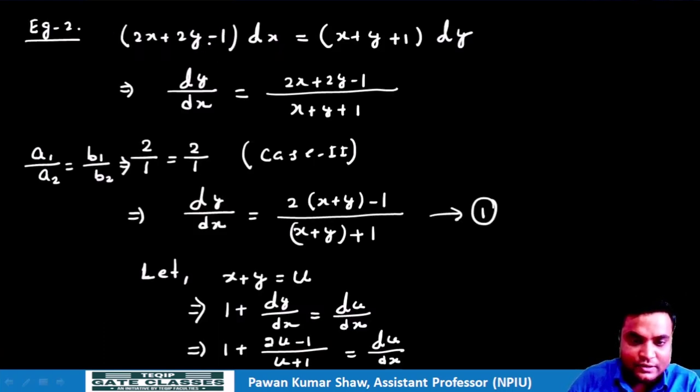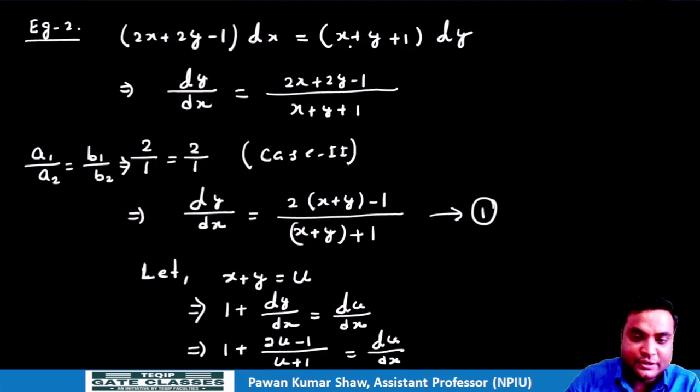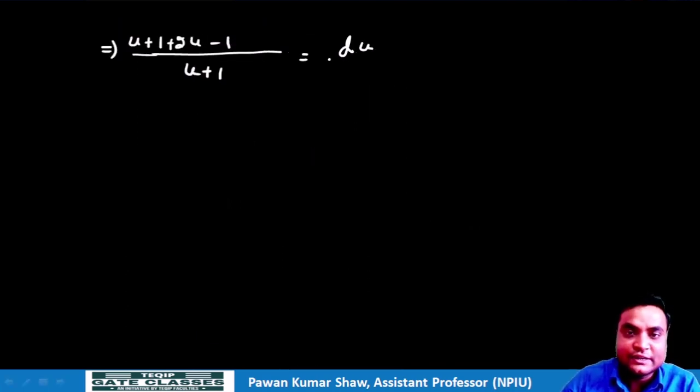And what about the right hand side? First we are going to simplify that one. We are getting 1 plus 2u minus 1 divided by u plus 1, and the right hand side is du by dx. So after that we are getting 3u divided by u plus 1 is equal to du by dx.